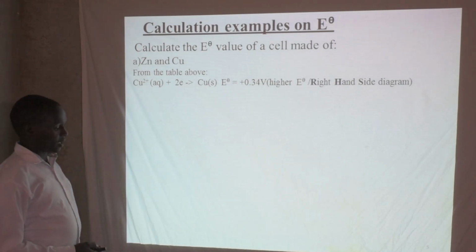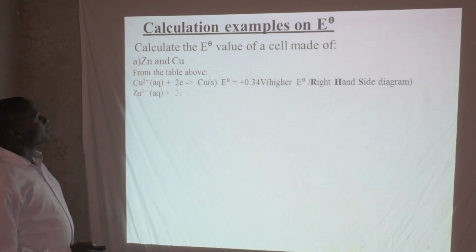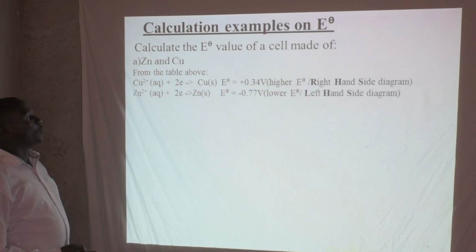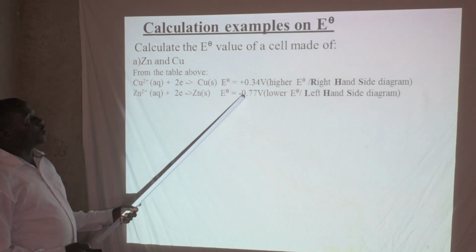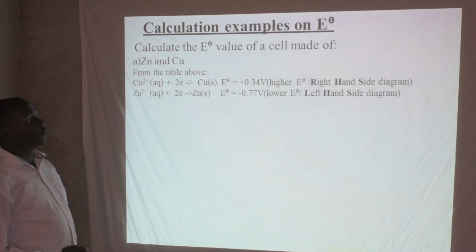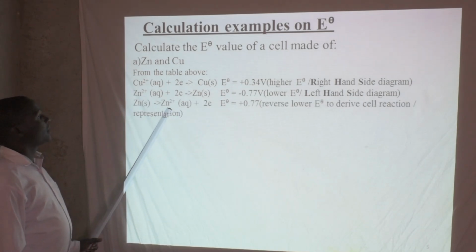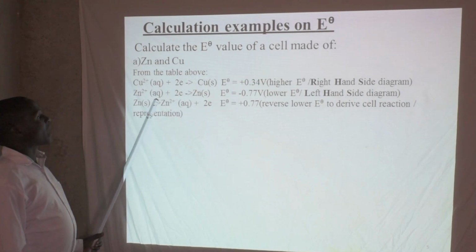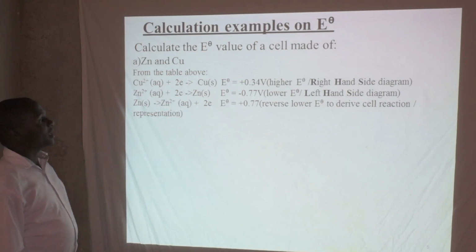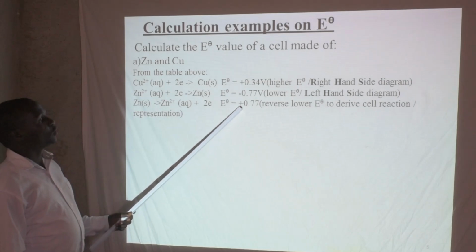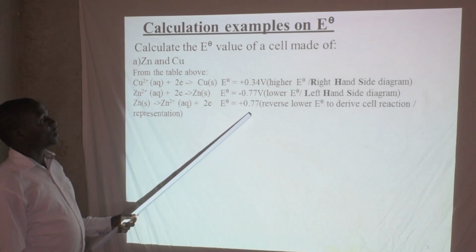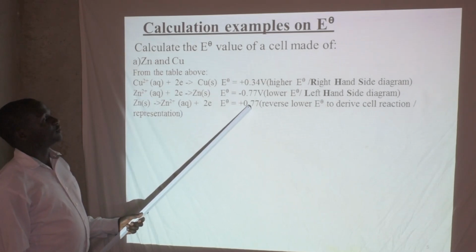Now then we have zinc, which has the E naught value of 0.77 volts. It's on the left or lower side. Zinc can be reversed to look like that on the other side, which we have now. The process here will be positive 0.